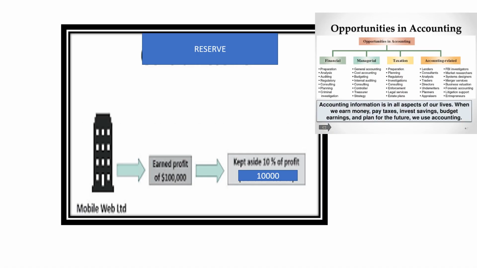So reserves means suppose this Mobile Web Limited is a company which has earned a profit of say 1 lakh this year. It kept aside 10% of the profit out of this 1 lakh, that is 10,000 rupees. So it is kept as a reserve. So this is called reserve of the business, general reserve of the business. So reserves are created out of the profits. Every company should maintain them every year so that the company can have a strong financial position in its business.